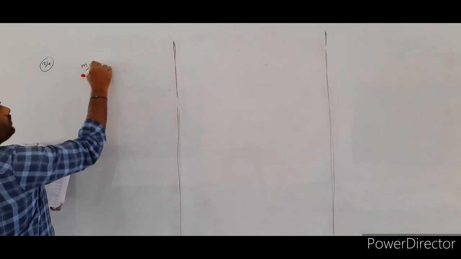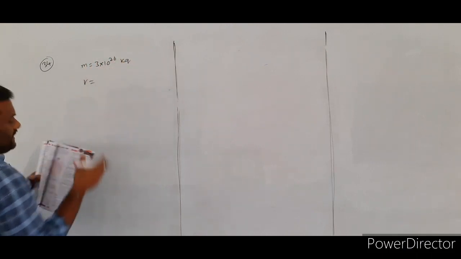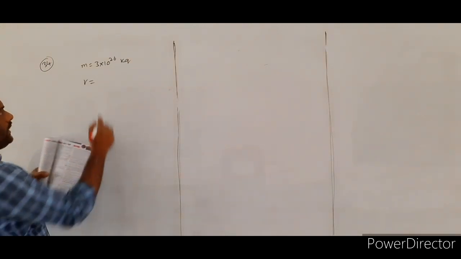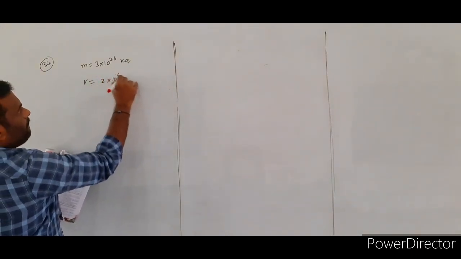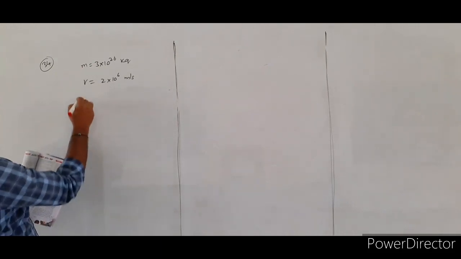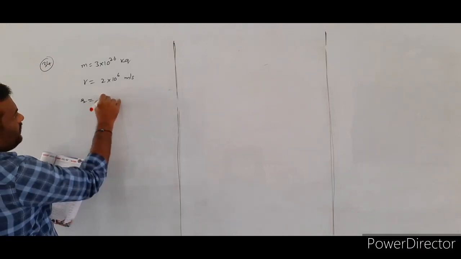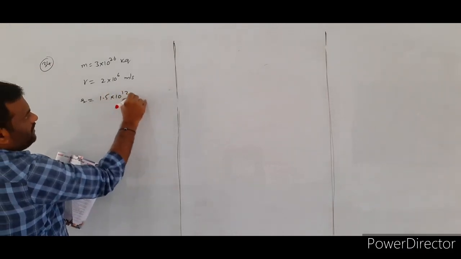m is equal to 3 into 10 power 26 kg. Velocity v is given by 2 into 10 power 6 meter per second, and the radius of the circular path is equal to 1.5 into 10 power 12 meters.